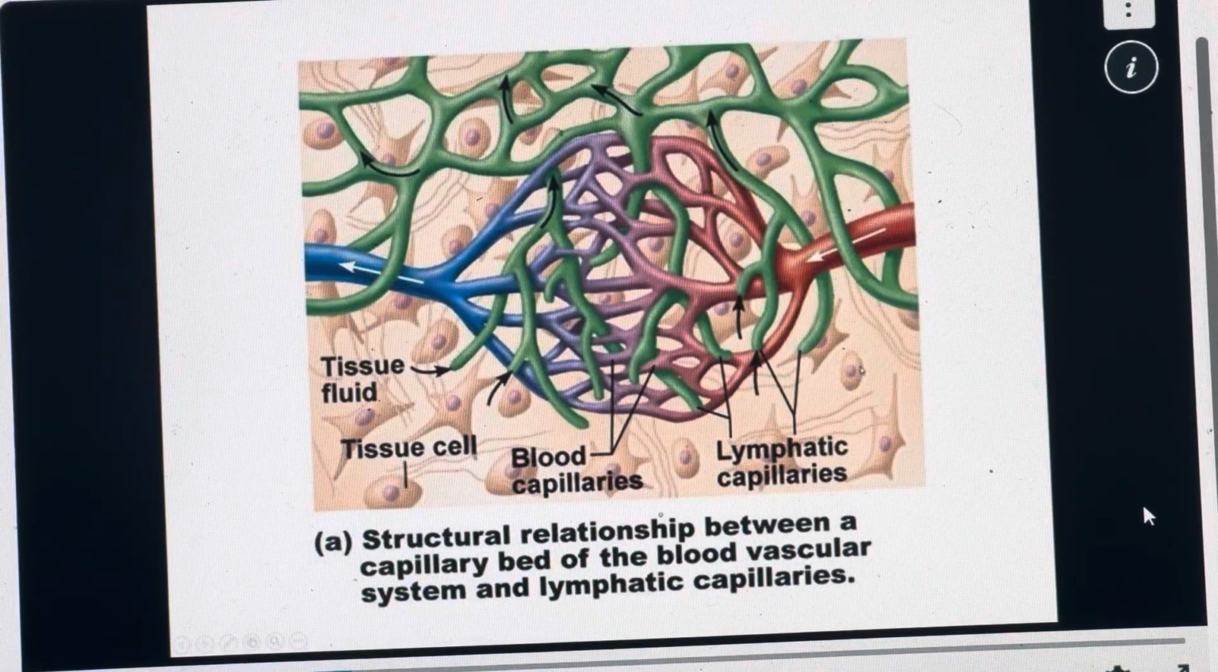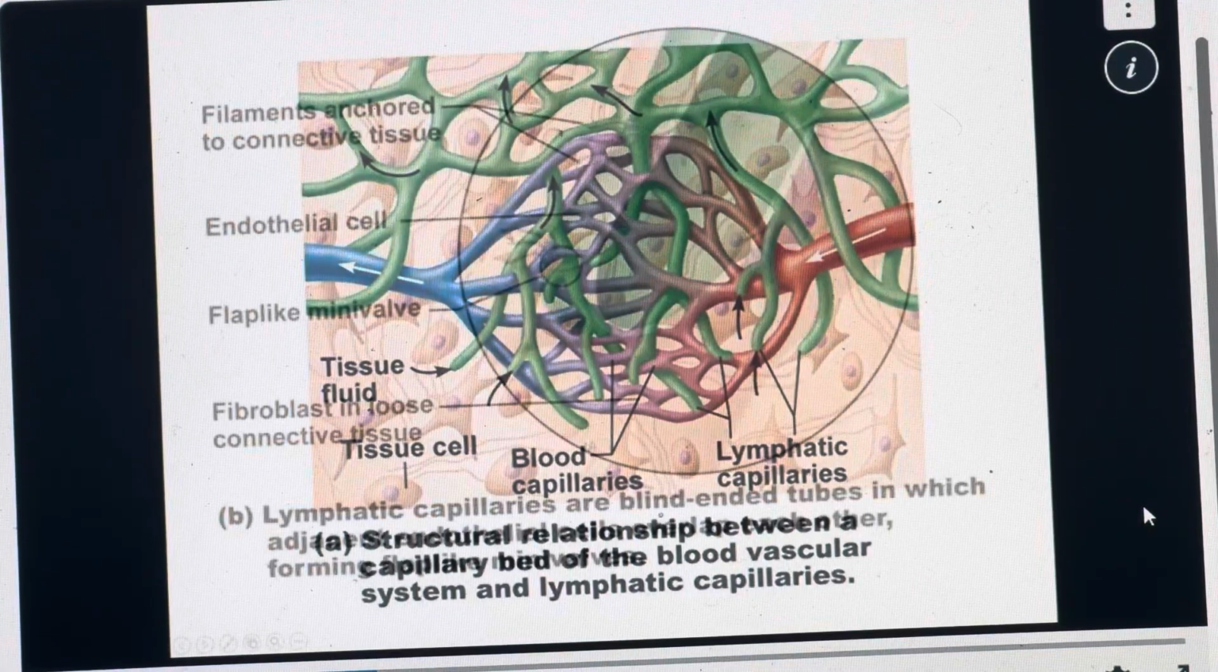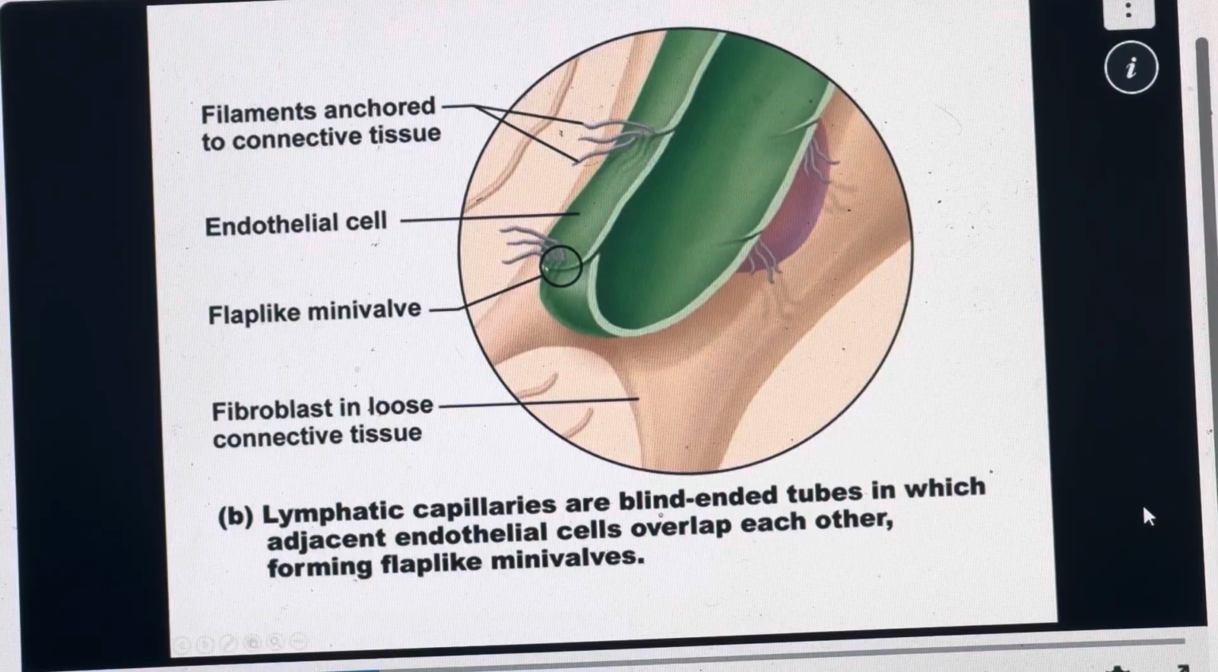Now, unlike the blood vessels that form a continuous loop, the lymphatic capillaries have blind ends. So you can see these little blind endings that kind of weave through the blood capillaries and again are positioned to pick up that fluid that's leaking out of the capillary. Now, if we look at the structure of those blind end lymphatic capillary tubes, we'll see that they have these little things here referred to as mini valves. And you can think of it as a little flap.